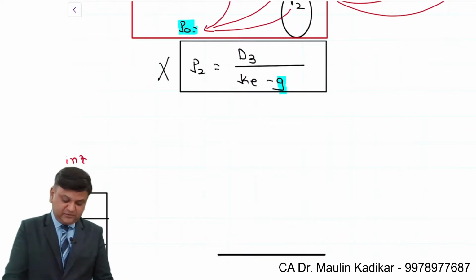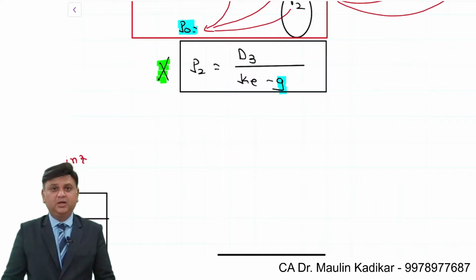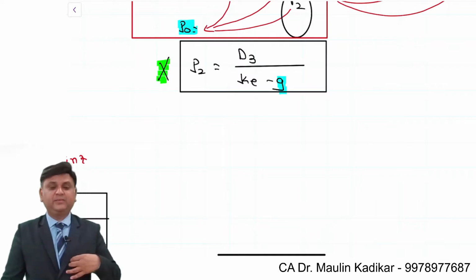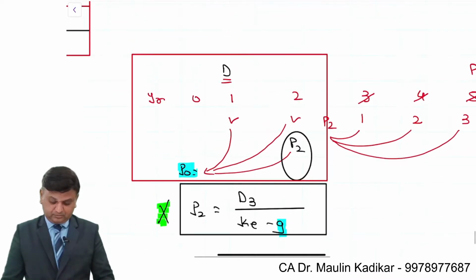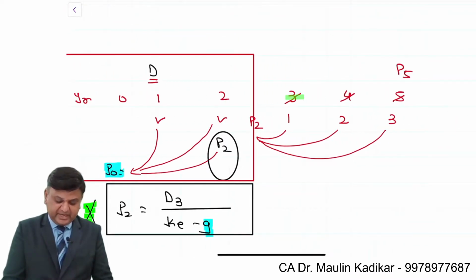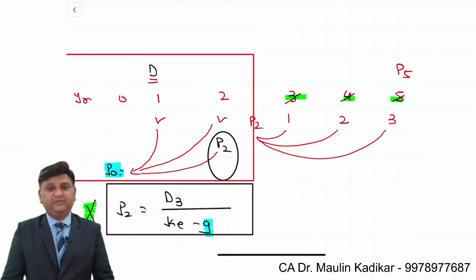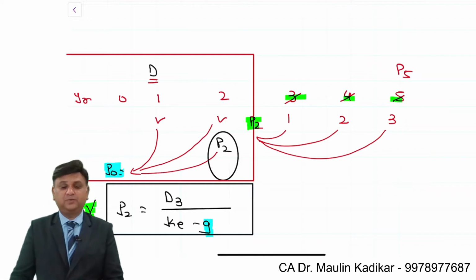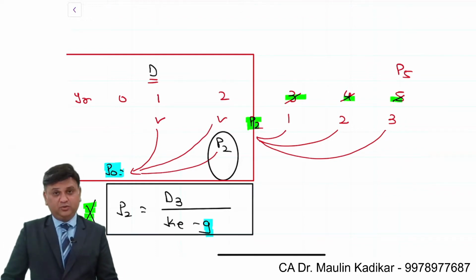Second thing that we understand is that for P2 calculation, this formula cannot be applied. Why? Because at the end of the third year onwards for perpetuity, dividend is not constant. So what we have to do? Again, we have to prepare the cash flow series from the prospective investor point of view for the purpose of making calculation of the P2. This is what we are required to do. This is what we understand.